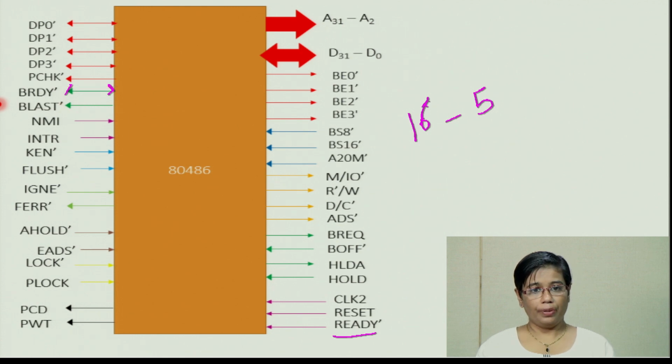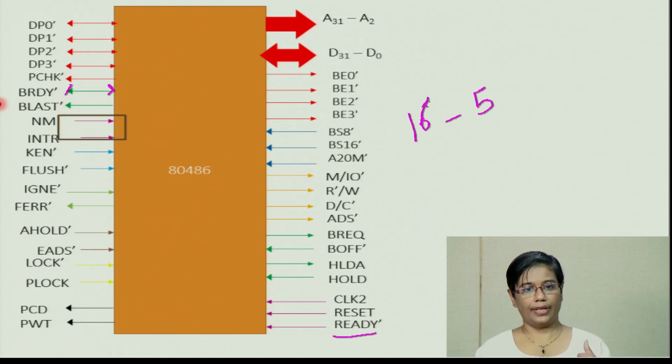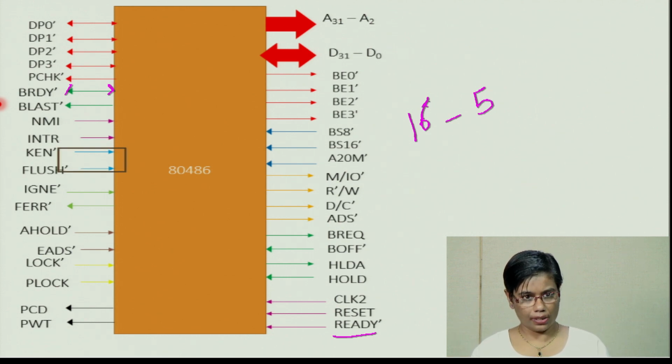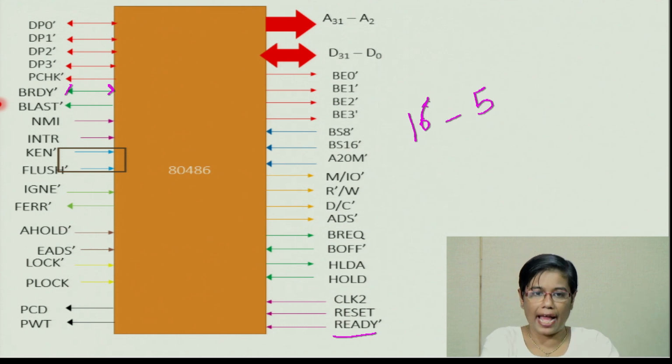Now there are, of course, the interrupt signals. There are the NMI and the INTR signals, the non-maskable interrupt and the maskable interrupt that were legacy from 8086. We have had them in 8086, 286, 386 and 486. They remain the same. There are two new signals which are associated with the cache memory. So there is the cache enable, the KEN signal.